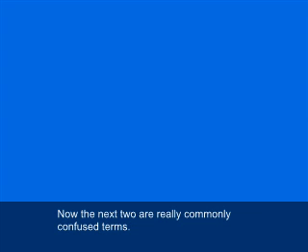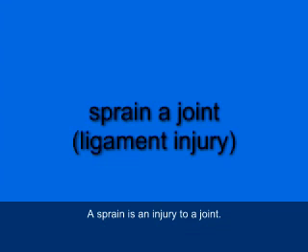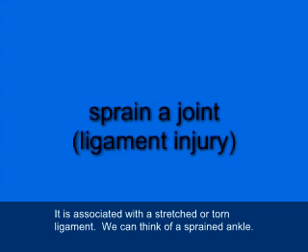Now the next two are really commonly confused terms. They're very hard to keep straight, and I'll see if I can try to help you with that. We have sprain and strain. And part of the problem, of course, is we use these in the common vernacular, but perhaps not accurately. So, we may be really fuzzy on what they mean, even though we use the terms. But in the medical sense, here's what they mean. A sprain is an injury to a joint, and it's associated with a stretched or torn ligament.